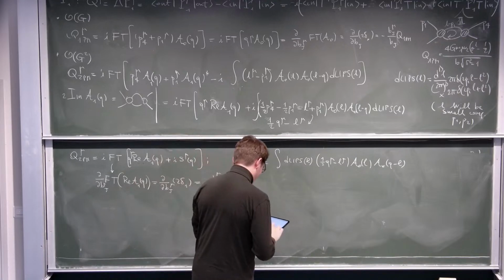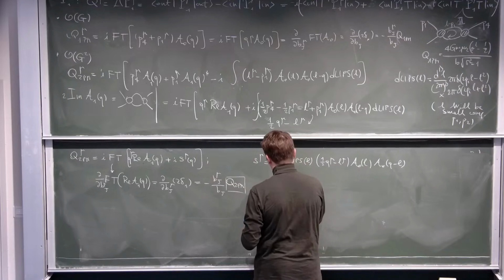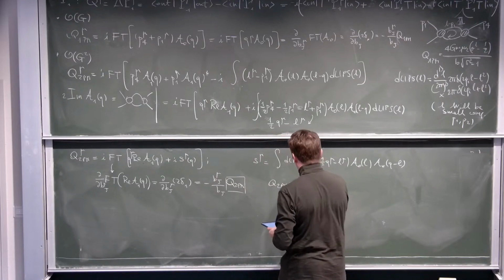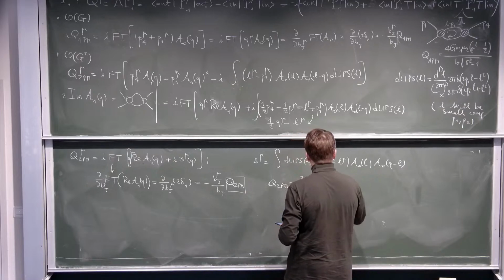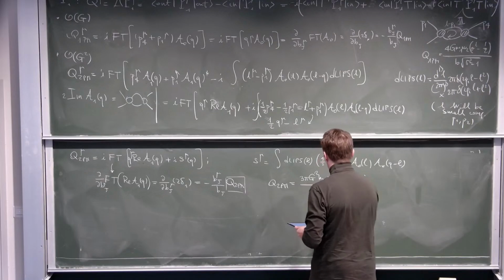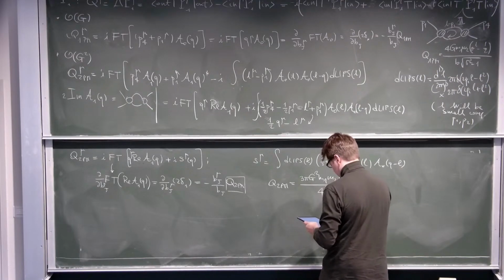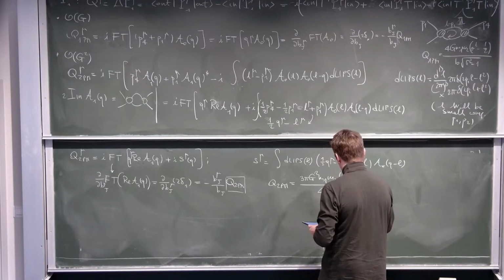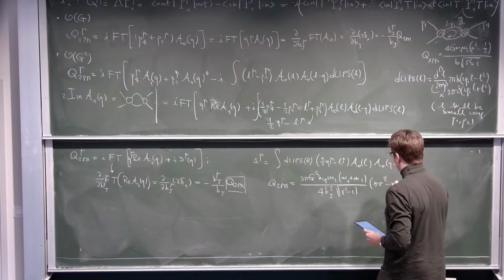Maybe, let me see if I've written it here somewhere. Yes. 3 pi t squared 1 and 2 and 1 plus and 2 divided by 4 times the famous 5 sigma squared minus 1.